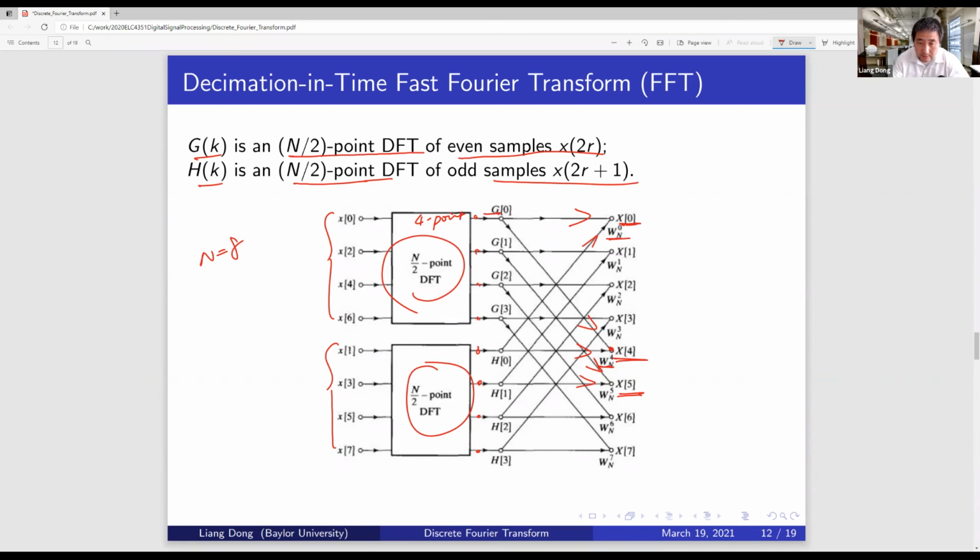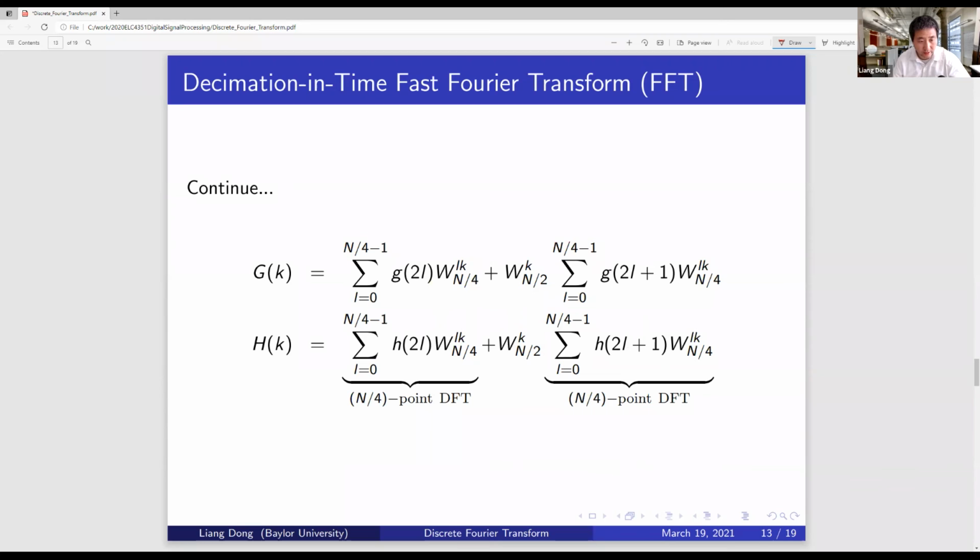All right, so I can continue this process because, again, n is something we choose. It's 2 to the power of an integer. So I can divide again and again. So for GK, eventually I can divide into these two, so it becomes an n over 4 point DFT plus an n over 4 point DFT. But I'm going to reorder the input signal again. For HK, the same: I divide it into an n over 4 point DFT plus an n over 4 point DFT.